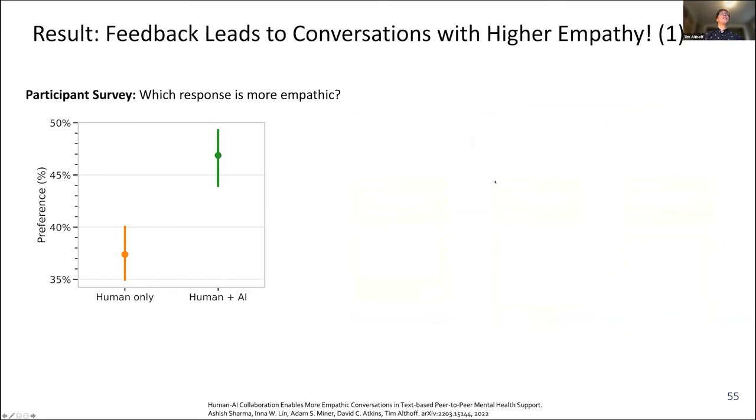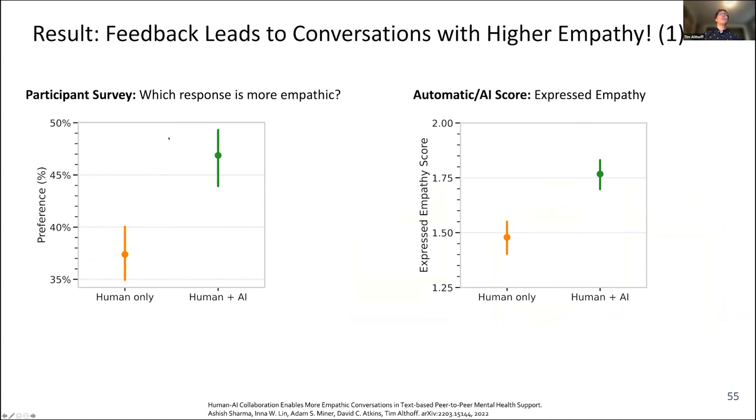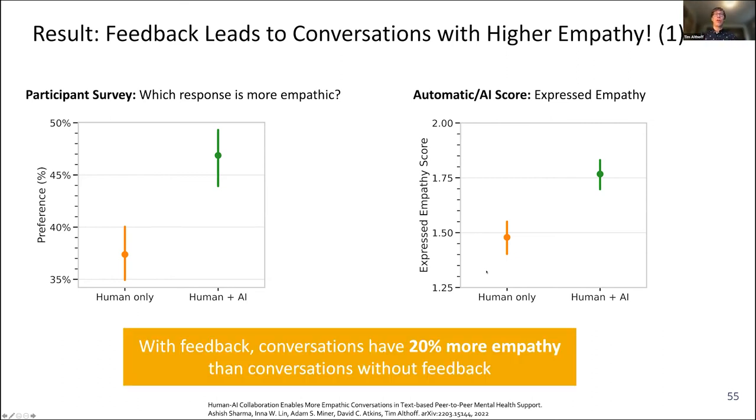So the first result I want to show you is that in this feedback-based condition, we see higher levels of empathy, about 20% more, whether you ask human participants or use our automatic score. I think this is very encouraging. I don't actually think they measure exactly the same thing. The participants have a more colloquial understanding of empathy, but clearly an empathic understanding that matters to them. And the right-hand side is our automatic score from the first paper I showed you, which I think is a lot closer to the clinical psychology understanding of empathy.